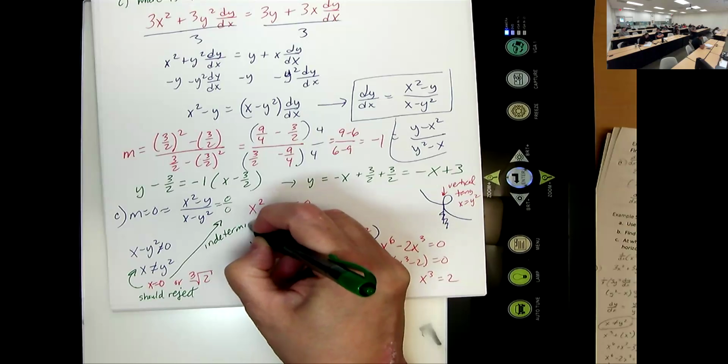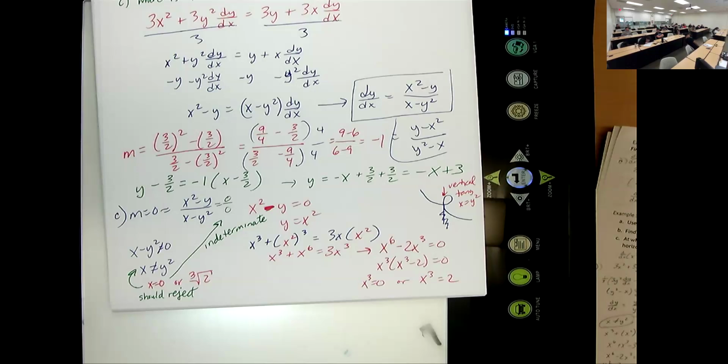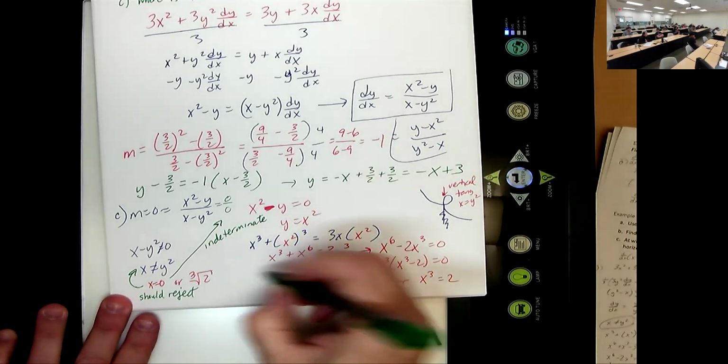And we saw how to deal with that with limit laws, but we don't want to deal with limit laws here. We will learn L'Hopital's later this chapter, and that will help us with indeterminate forms in derivatives. Much more friendly. But we'll look at the cube root of 2.